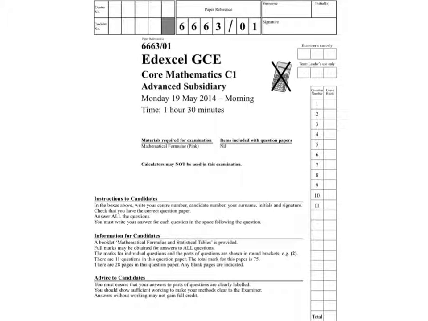Edexcel C1 paper, summer 2014, the first 7 questions. Enjoy. Right, question 1, I'm hardly going to say a thing about this.